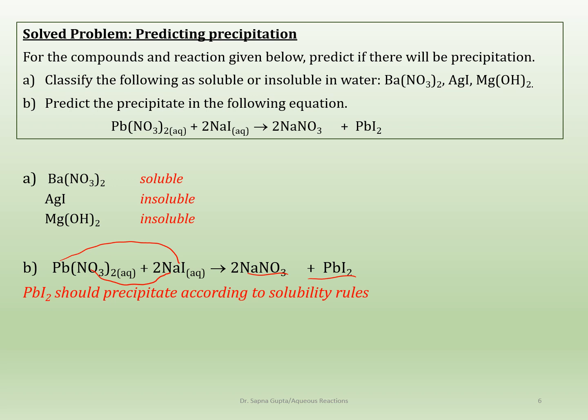Anyway, once you do the crisscross and you figure out the double displacement that I got, sodium nitrate and lead iodide, well, sodium is completely soluble all the time. Group 1 nitrates are also all soluble, but lead iodide is not soluble. So this is going to be the precipitate.